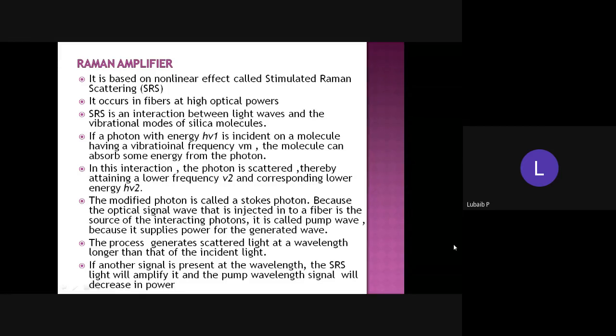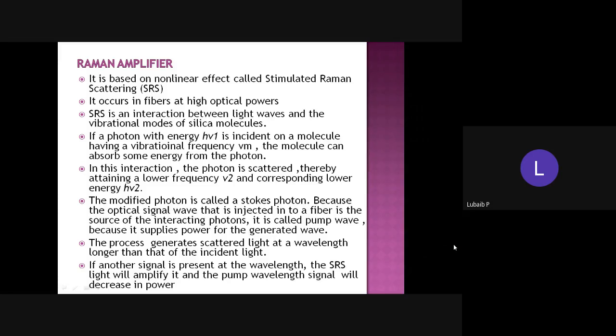You are familiar with that. Here, the Raman amplifier is based on the nonlinear effect called stimulated Raman scattering, known as SRS. That is the basic principle behind the Raman amplifier. It occurs in the fiber at high optical powers. Stimulated Raman scattering is an interaction between the light waves and the vibrational modes of silica molecules.